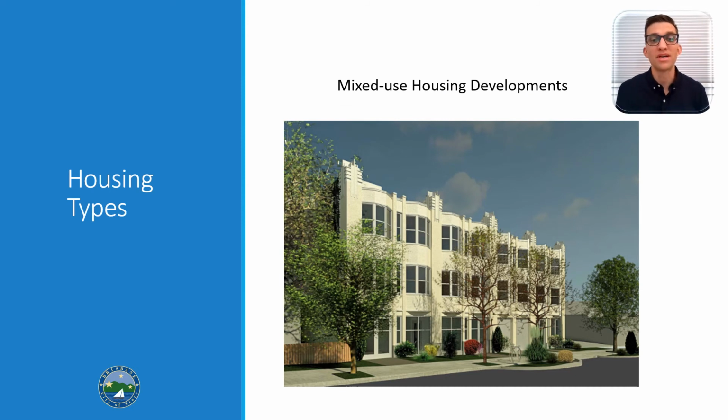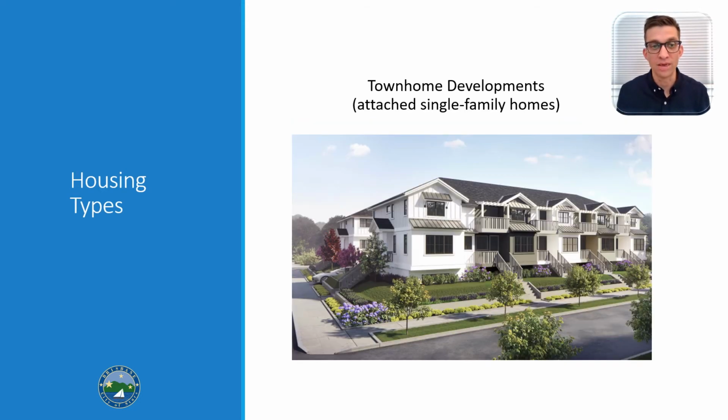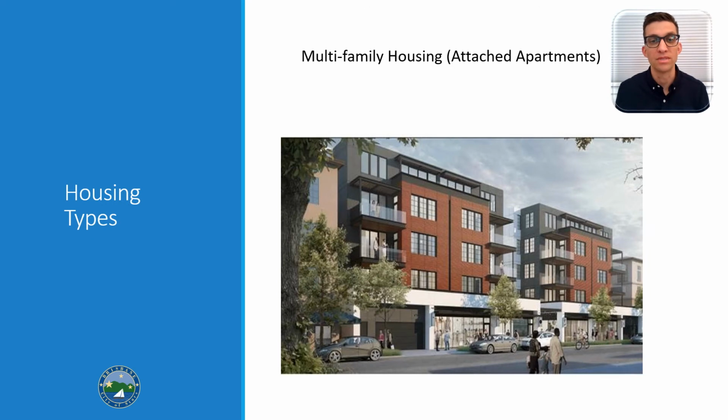So, different types of homes that we're going to look into, different types of housing developments. The first is mixed-use development. So this is where you have ground floor shops, ground floor commercial, and usually have residential above. This is going to be a key type of housing that's built in Brisbane and throughout the state of California. The second is attached single-family homes, also known as townhomes. So these still are relatively low scale, but they are a little bit more dense than single-family detached homes.